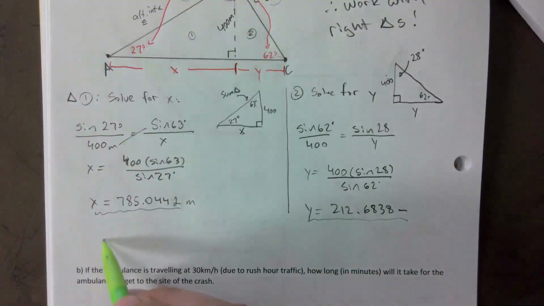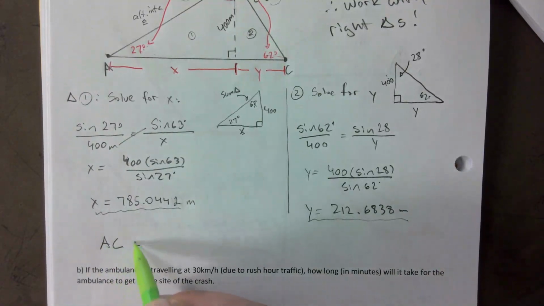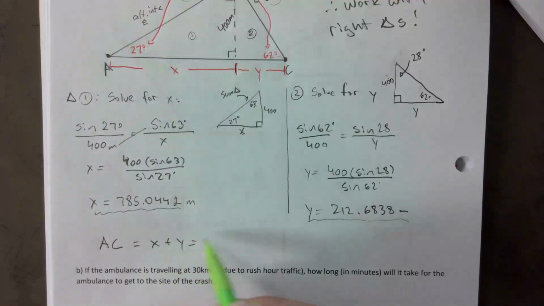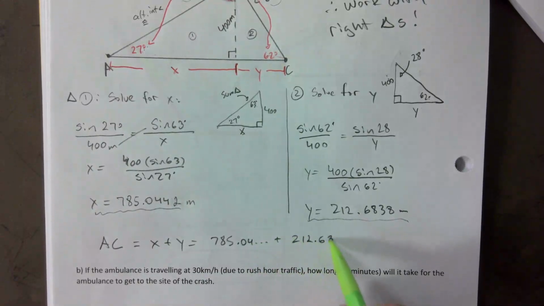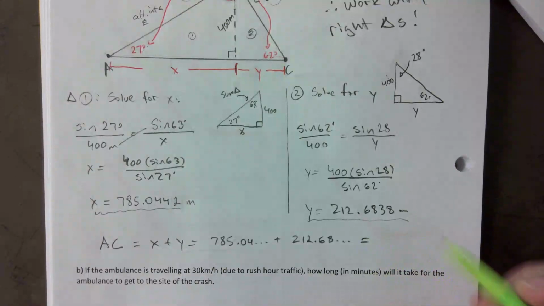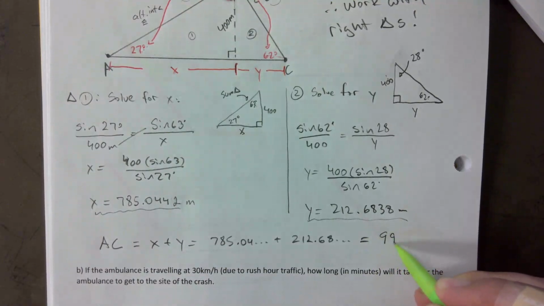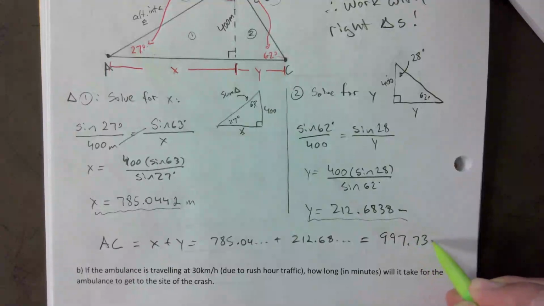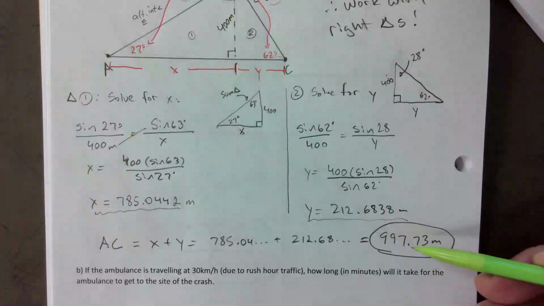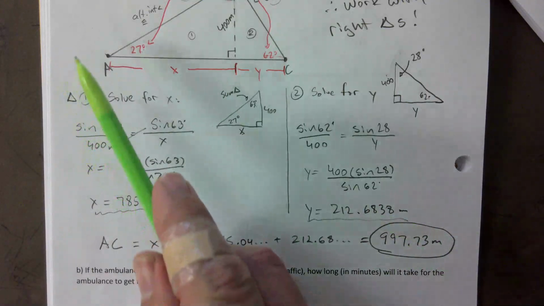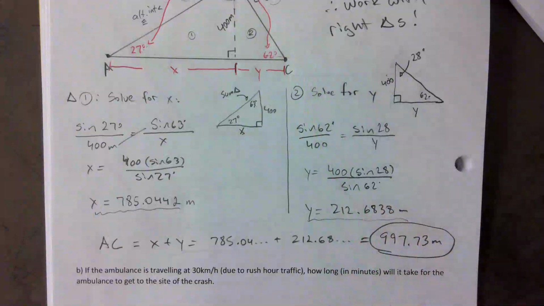And so AC is going to be x plus y, which is going to be 785.04 dot dot dot plus 212.68 and so forth. And when you add those up, you get 997.73 meters. So this is the ultimate final answer here. That is our total distance from here to here. Okay.